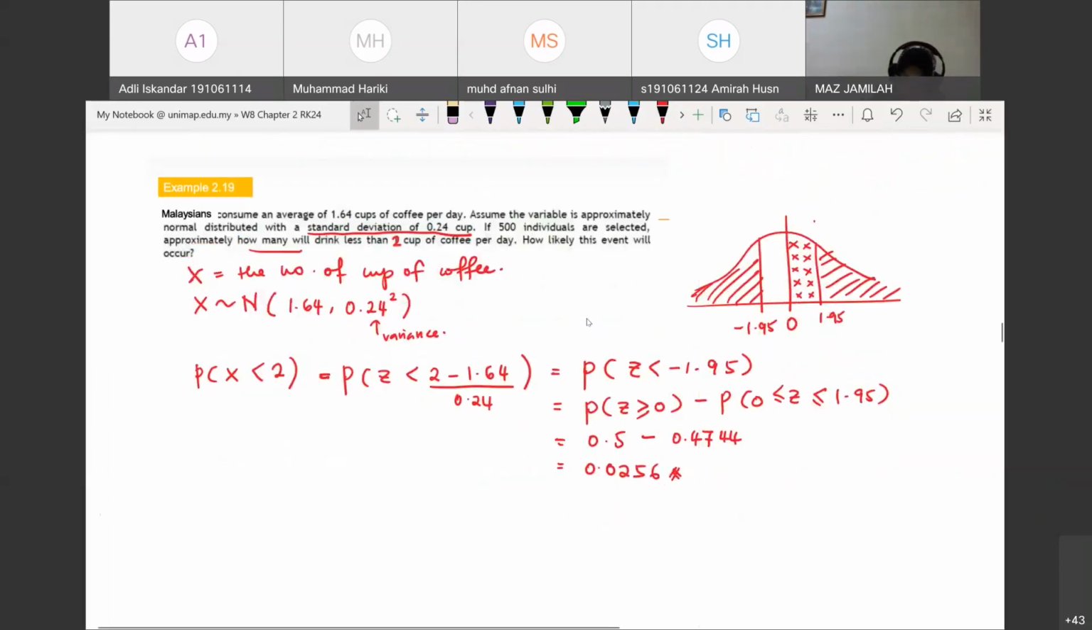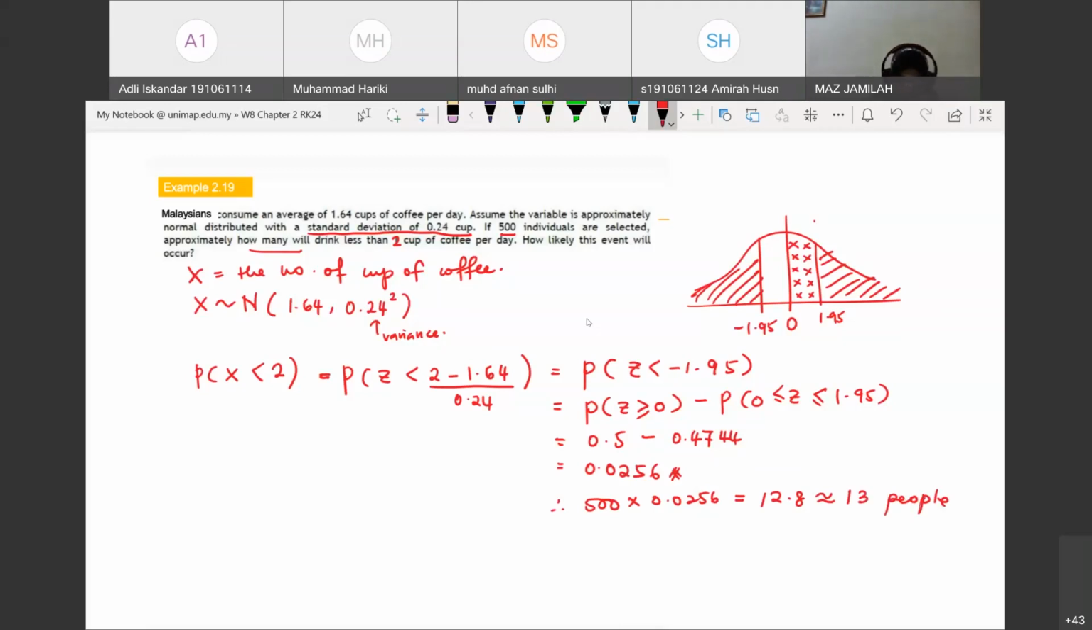Now, if 500 individuals are selected, approximately how many will drink less than 2 cups? You will have to multiply the probability with the number of individuals. Therefore 500 multiplied with 0.0256, you will get 12.8, or you can approximate to 13. So in this case, 13 people will drink less than 2 cups of coffee per day.